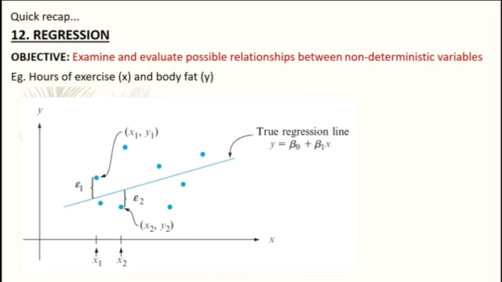So now that you have this true regression line, you will now want to estimate it. Remember, these are population parameters, so you don't know the true values. So you'll take a sample and then you'll estimate the parameters, and you'll be able to come up with an estimate for that true regression line.